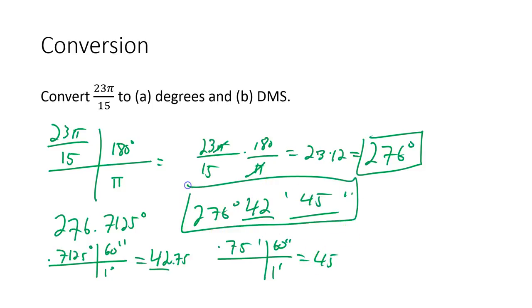That's how you convert from degrees to degrees, minutes, seconds. Change the decimal to minutes, and then take the decimal of the minutes and change those to seconds. Cool.